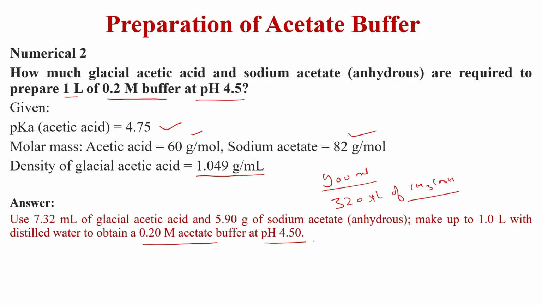Till you have pH 4.5, and then volume to be made up with distilled water to 1 liter. So that way we are preparing acetate buffer using glacial acetic acid and sodium acetate of 0.1 molar concentration.